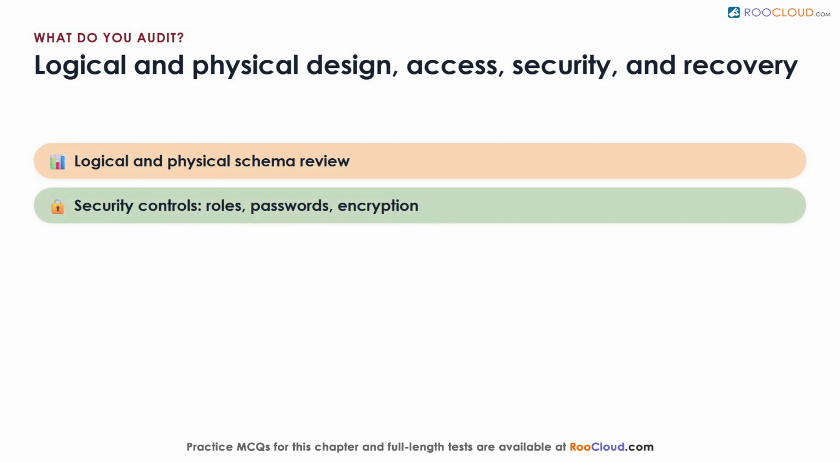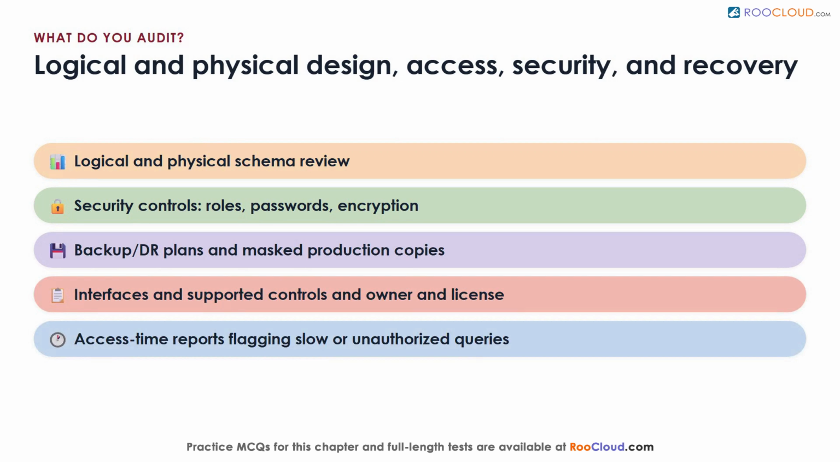Examine security controls, like roles, passwords, and encryption. Confirm production data copies are authorized and masked when sensitive. Review interfaces with other programs for integrity during import and export. Check backup and disaster recovery procedures for availability. Review the broader controls the database supports. And confirm asset management basics, like an owner and a valid license. In short, you ask whether the design protects the data it holds.